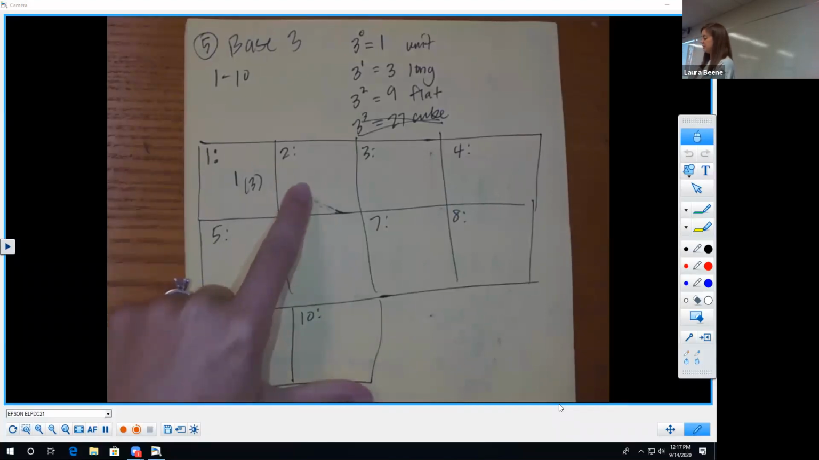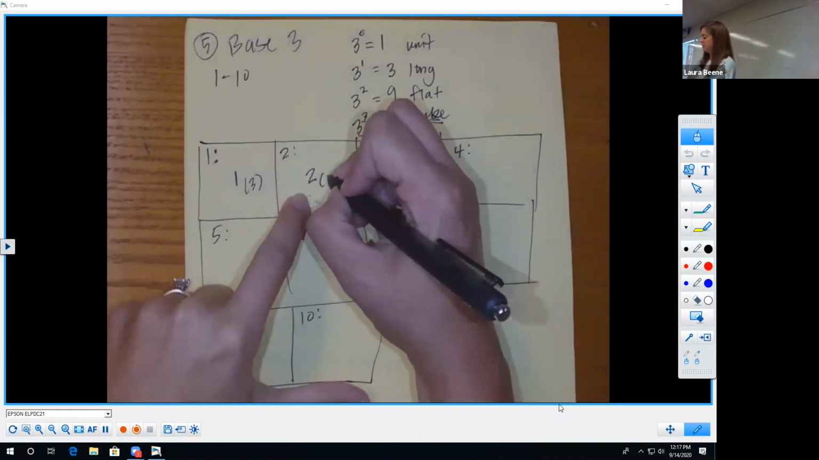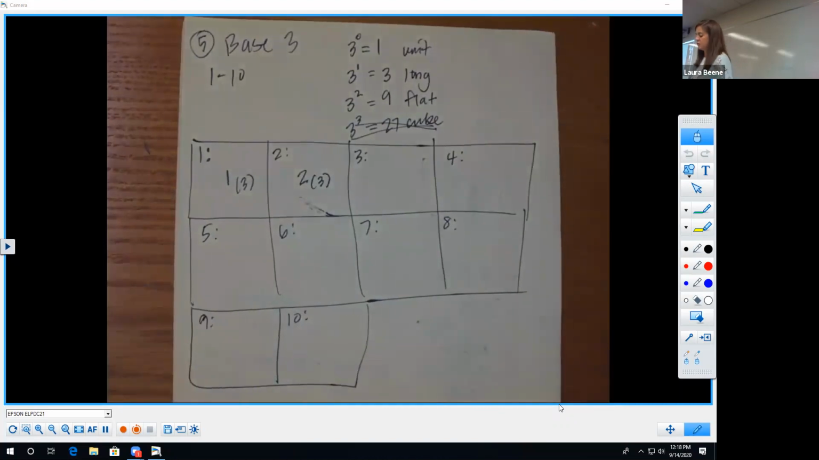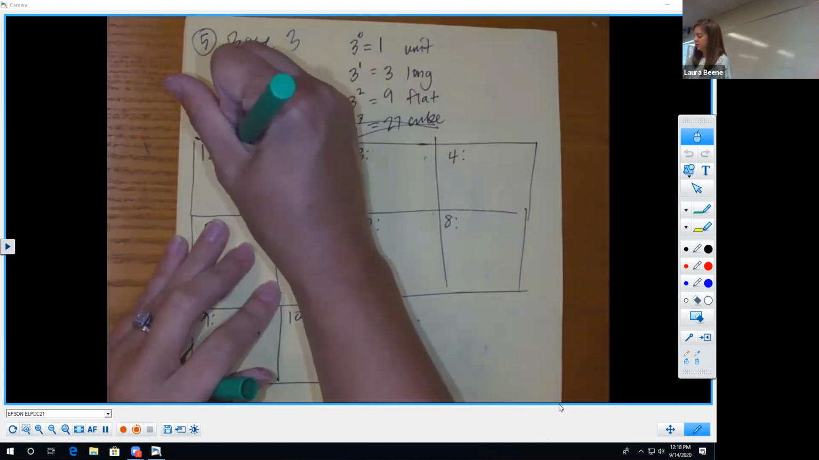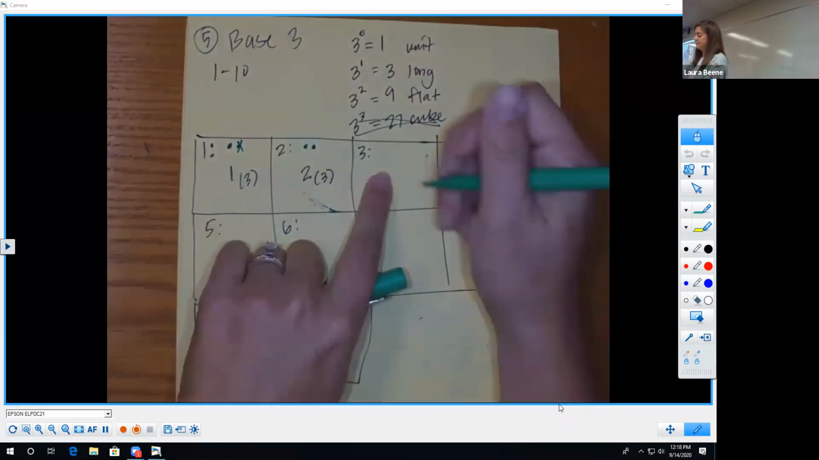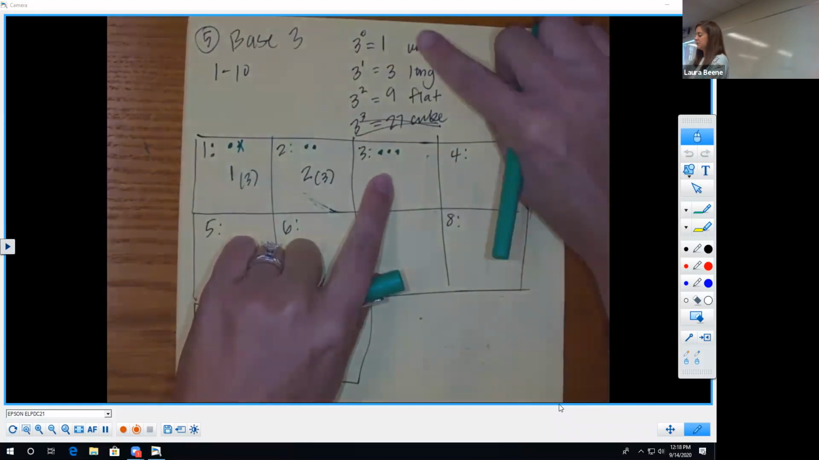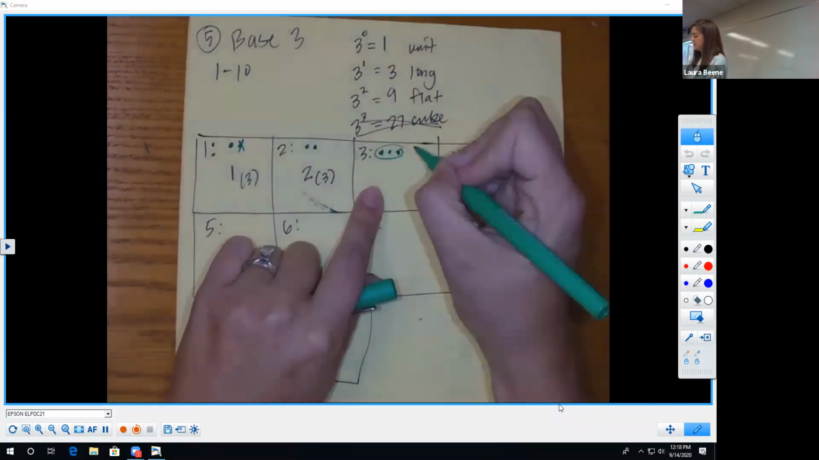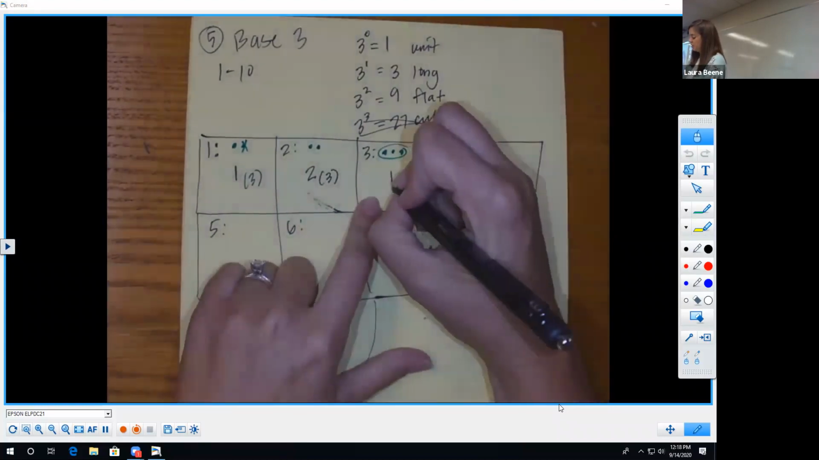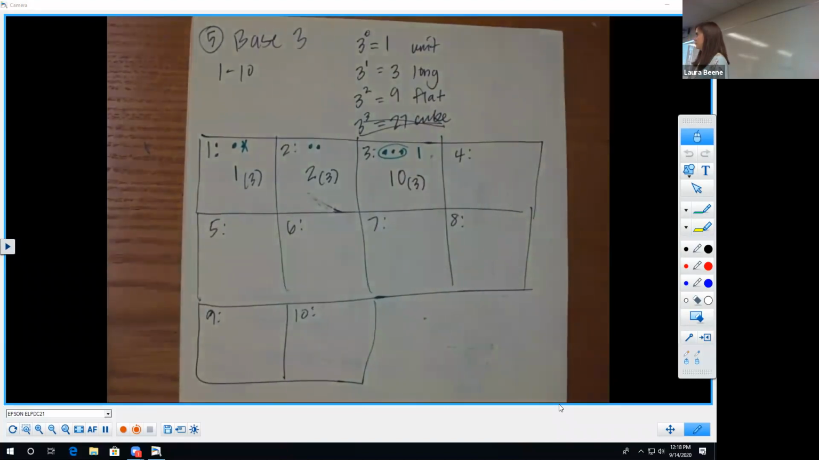2 units in base 10 is the same thing in base 3. It's still just 2 units in base 3. And if you need to draw a picture, you're more than welcome to. Here's your 1 unit, here's your 2 units. For 3 units in base 3, once I have 3 units, I put that together and make a long out of it, right? So this would be 1 long, 0 units in base 3.